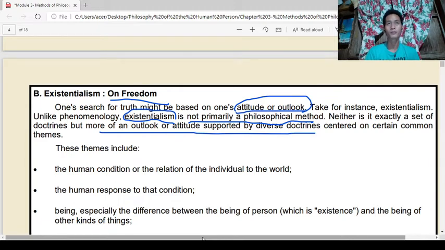Like for example, ikaw ang nagpili sa imuhang life nga mahitabo sa future. Like for example, if you do well in your studies, 'di ba? There is a great possibility that you can have a good life, 'di ba? In the near future. That is existentialist point of view. So existentialism, di siya pareho ni phenomenology nga it is really a philosophical method of understanding the truth by evaluating personal consciousness. But existentialism, it is just an outlook or attitude supported by diverse doctrines centered on certain common themes.